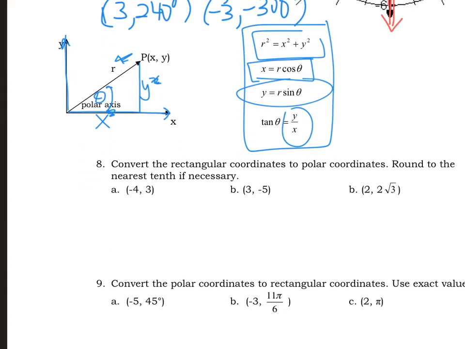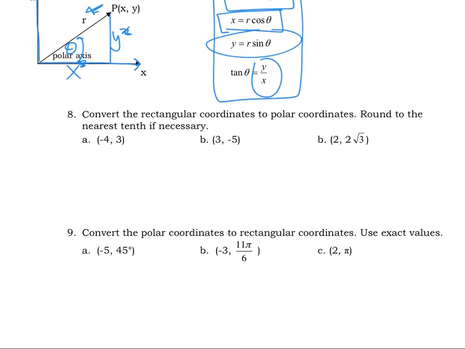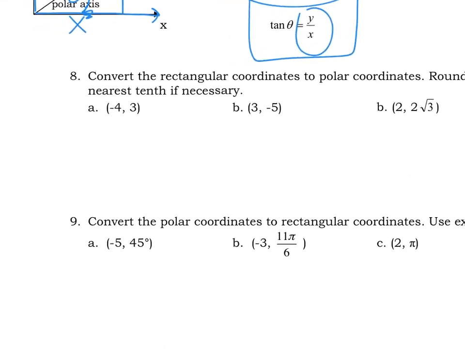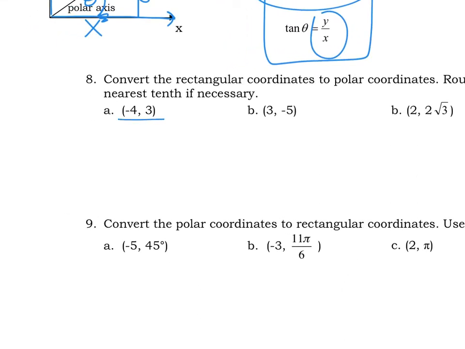Okay, so here we go. We're going to convert the rectangular coordinates to polar coordinates and round to the nearest tenth. For these, I like to draw a picture. This is just a regular old point that you learned back when you were in like 7th grade. You go -4, +3. All right, so let's find out what they are asking us for.